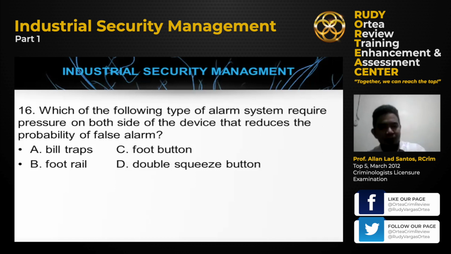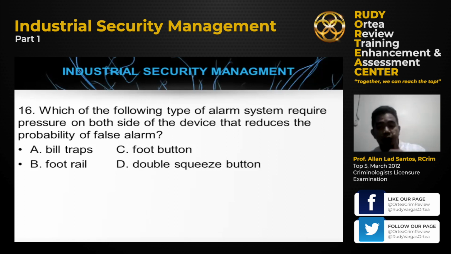So, here, what is written is that it reduces the probability of false alarm. What is the answer? The put button and the put rail activator have the same function, because they are activated by your put, no? So, they are almost synonymous. The bill traps, guys, are located at the teller top cash drawer. So, it is not bill traps. The answer is double squeeze button. Okay? Remember, it reduces the probability of false alarm or accidental sounding of alarm. It prevents accidental sounding of alarm because you need to press the button twice before the alarm will be activated.